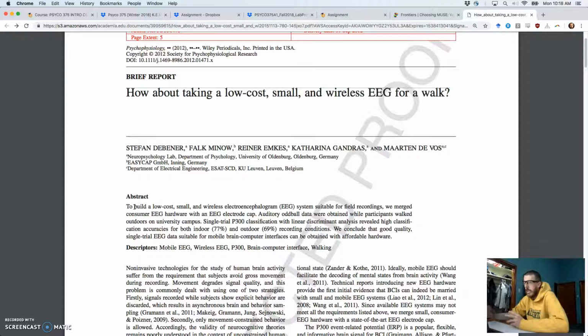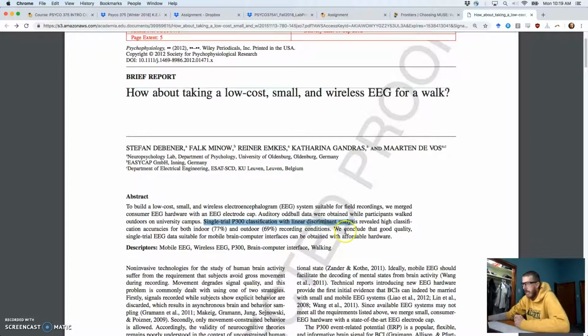We merged consumer EEG hardware with an EEG cap. Auditory oddball data were obtained, so that's the type of experiment they did, while participants walked outdoors on a campus. So that's the mobile setting. They did single trial P300 classification with a certain type of linear discriminant analysis to check how good their data was. They were able to classify the data both when people were inside and outside, depending on what condition of sound the person was hearing.